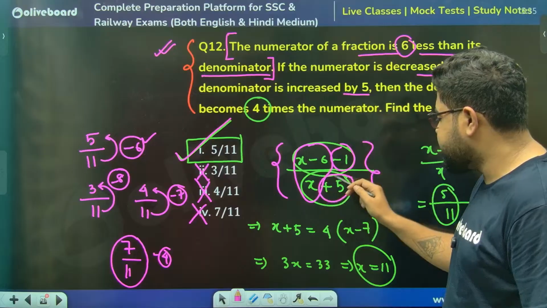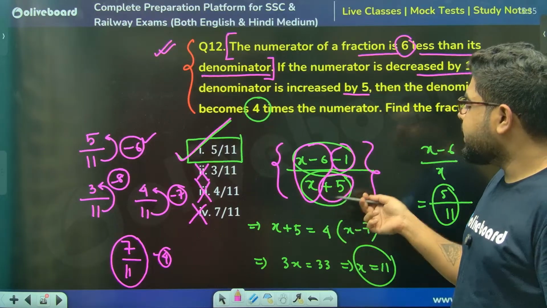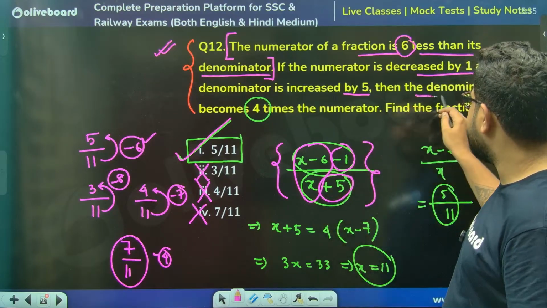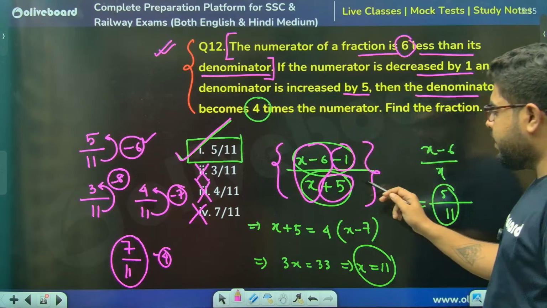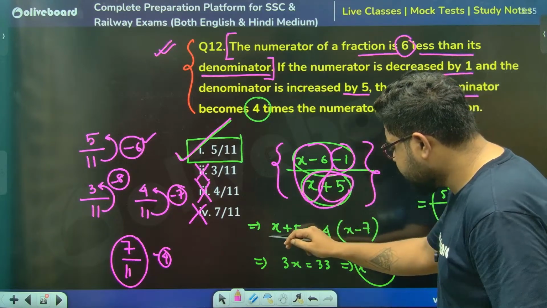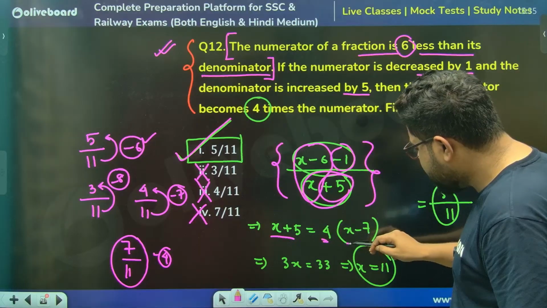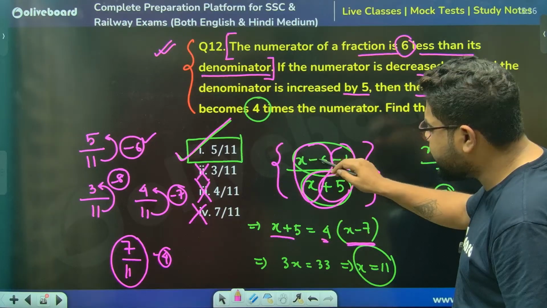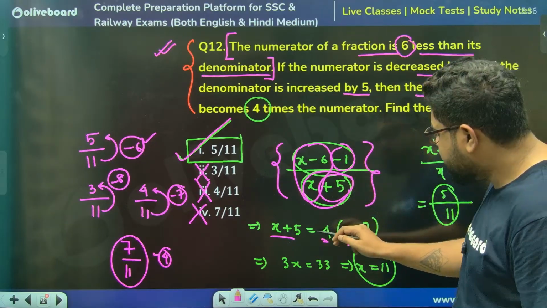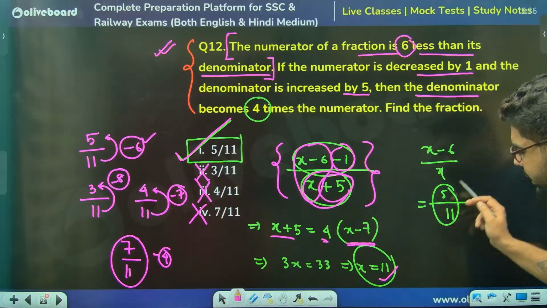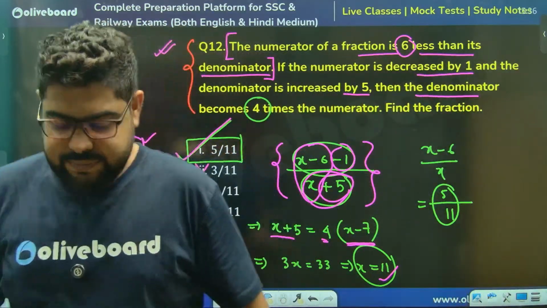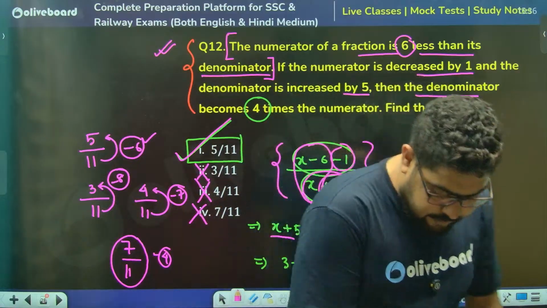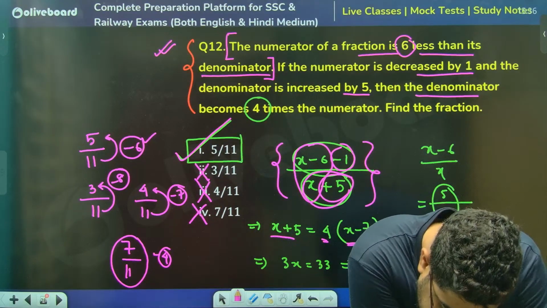And the denominator is increased by 5, so again plus 5. Now they are saying if you do that, the denominator becomes 4 times the numerator. Denominator is x plus 5. This becomes 4 times the numerator, x minus 6 minus 1, x minus 7. So that is what I've done. From there I got x as 11. Done. Sir, we have to compare higher number in number then.